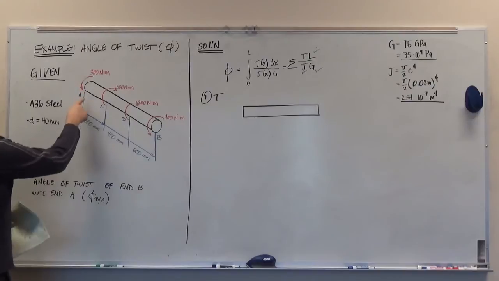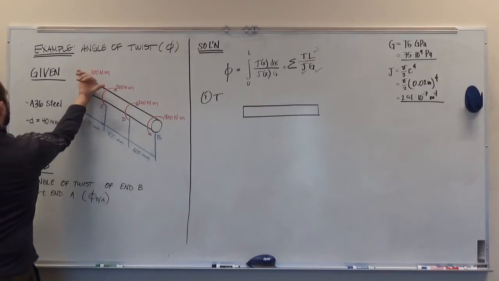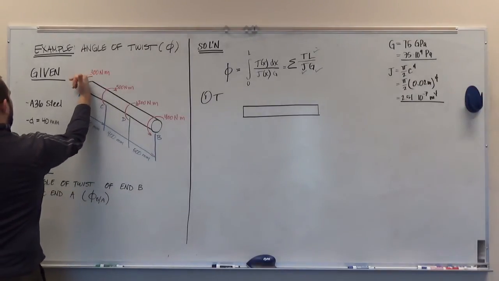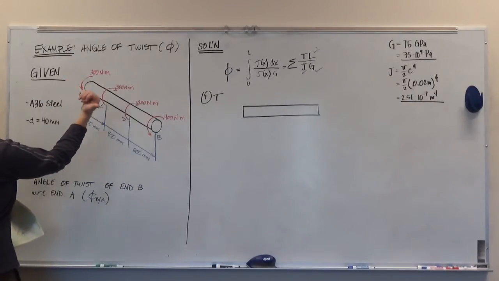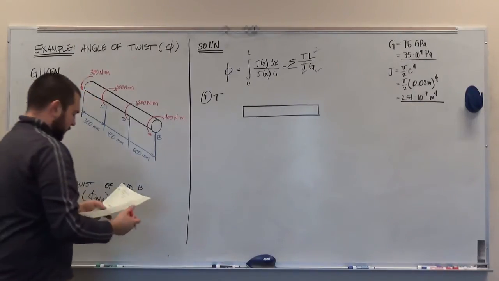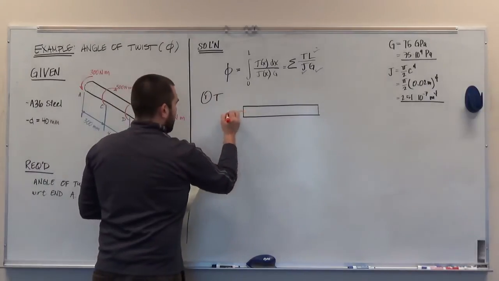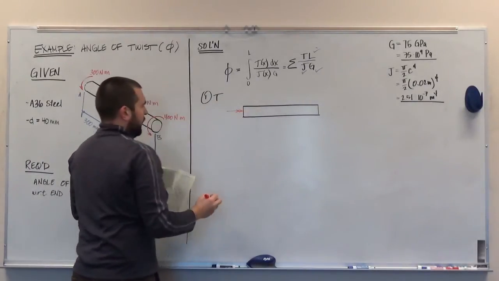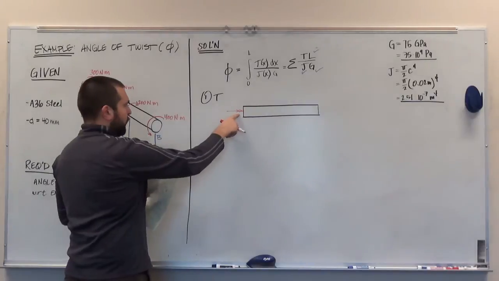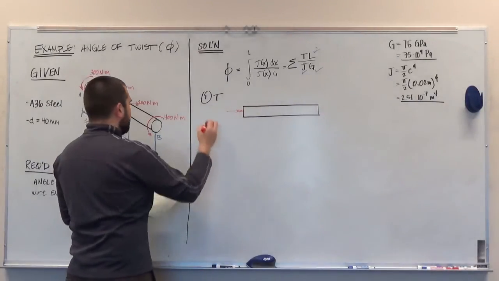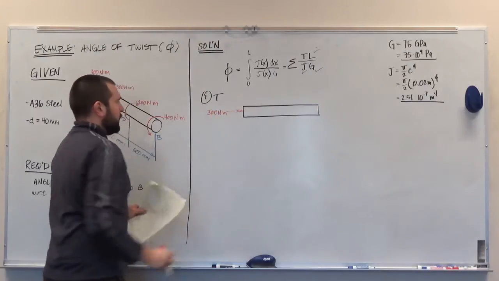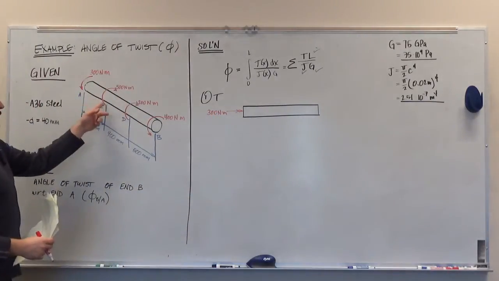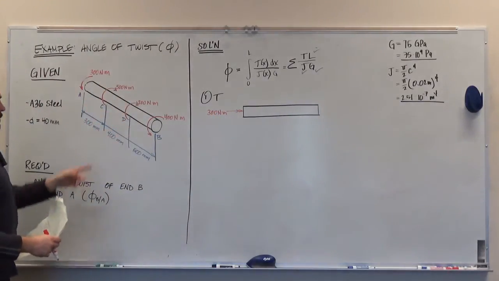So here, this 300 Newton meters, I need to turn my hand around to curl my fingers in the direction of this arrow. And so my thumb is going to be pointed to the right. And so in here, this is going to be a torque vector pointed to the right, and we show it with two arrowheads, and that is 300 Newton meters. We do the same thing for the torque at C, D, and B.